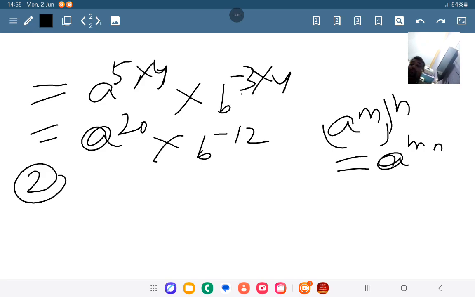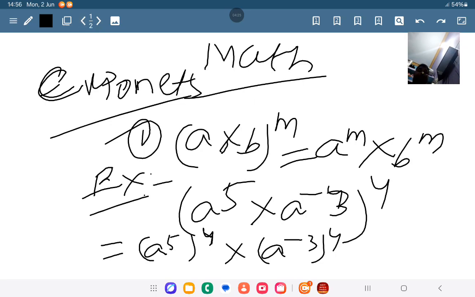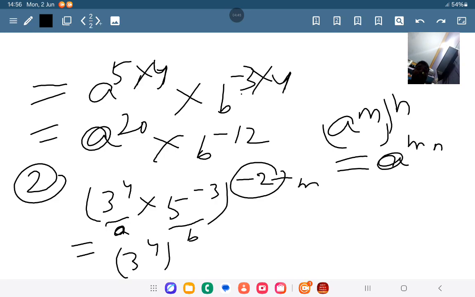Next one, example 2. Suppose 3 to the power 4 into 5 to the power minus 3 whole of power minus 2. Then what will be the answer? Similarly, same rule. Here, just look at the formula. A is 3 to the power 4. This is our A and this is our B and this is our M. So the formula is a to the power m into b to the power m. So here 3 to the power 4 whole power minus 2 into 5 to the power minus 3 whole power minus 2.